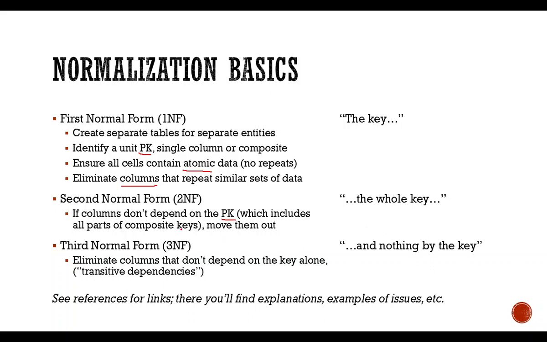And third normal form, we're going to eliminate columns that don't depend just on the key alone. In other words, if there are columns that depend on other columns that depend on the primary key. All right, so sometimes there's these secondary relationships called transitive dependencies, and those are going to need to be eliminated as well.